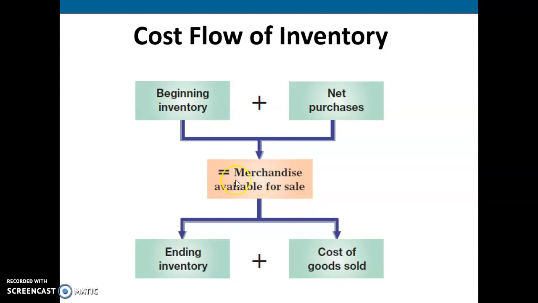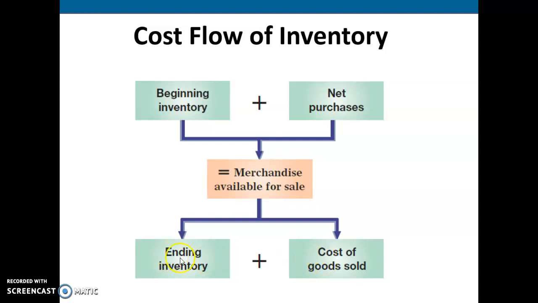And that inventory that was available for sale during an accounting period was either sold or it was not sold. The cost of the inventory that was sold is transferred to cost of goods sold, leaving the cost of the inventory that was not sold in ending inventory.